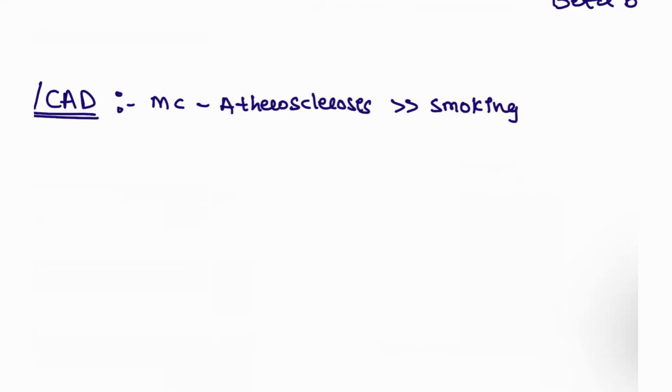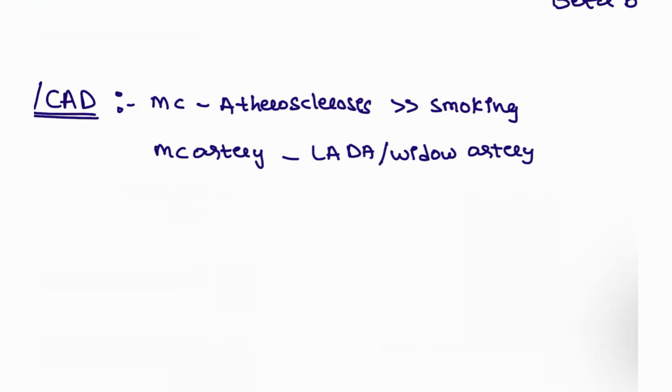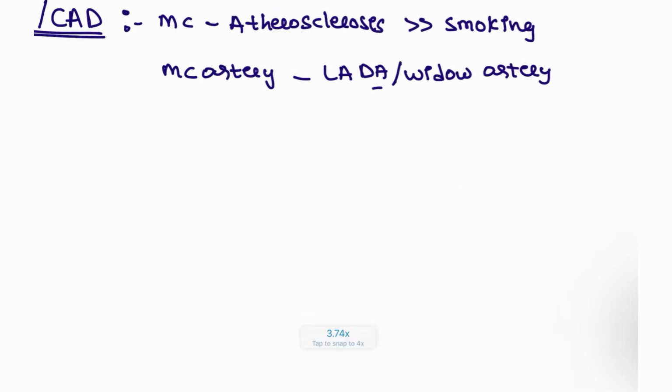Next, the most common artery. The most common artery will be the left anterior descending artery, which is also known as your widow artery. Okay, because mostly the anterior will be dominant with the right coronary artery. It is only going to stay in the anterior region. That is why it is known as a widow artery, the left anterior descending artery.